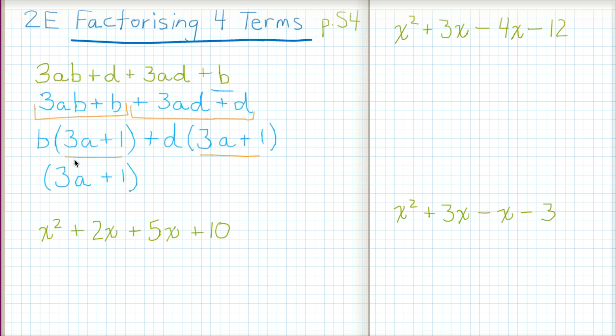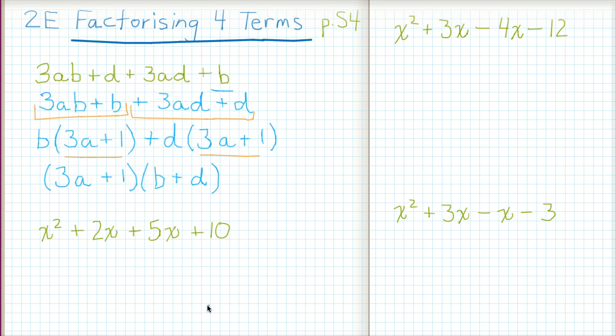And I look at what happens when I divide each term by 3a plus 1. If I divide this by 3a plus 1, I get b left over. And if I divide this by 3a plus 1, I get d left over. So that makes b plus d. And now I have 2 factors that multiplied together would give me this expression.